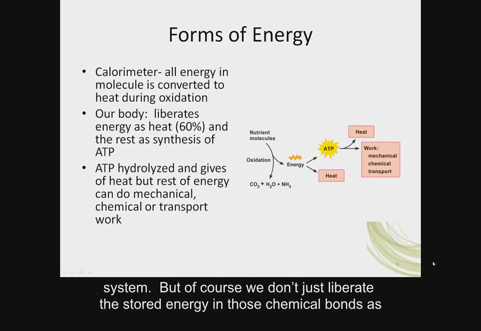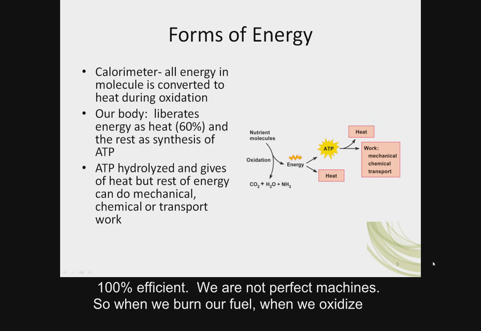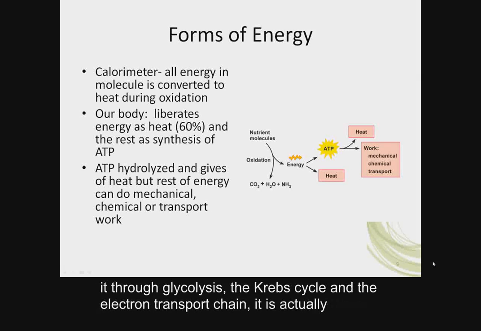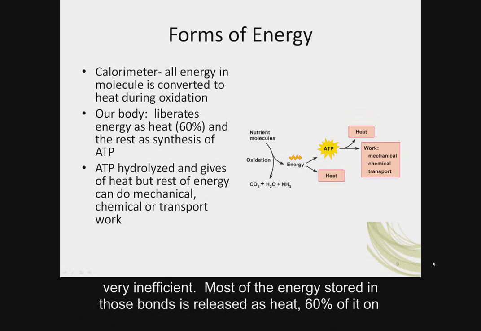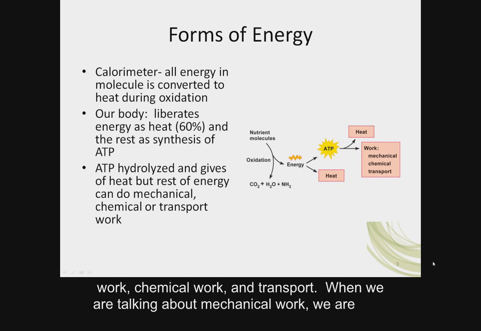Our body is a lot like that system, but of course we don't just liberate the stored energy in those chemical bonds as heat. We actually convert some of that energy into cellular energy. But our body is not 100% efficient. We are not perfect machines. So when we burn our fuel, when we oxidize it through glycolysis, the Krebs cycle and the electron transport chain, it is actually very inefficient. Most of the energy stored in those bonds is released as heat, 60% of it on average. The rest of it can be used for work, and that means we can use it for mechanical work, chemical work, and transport.